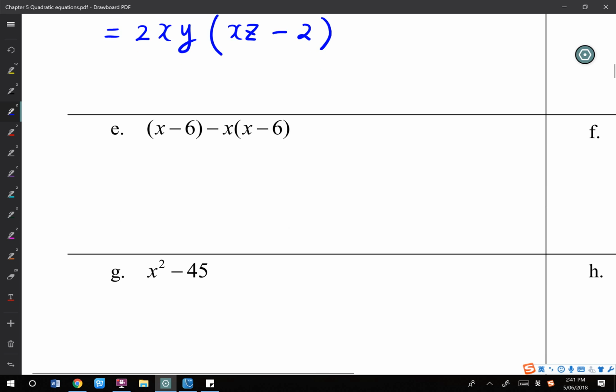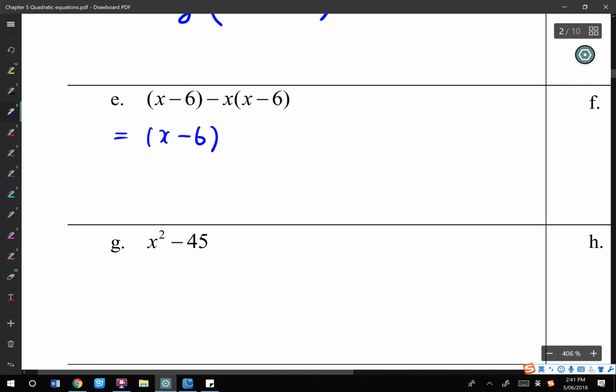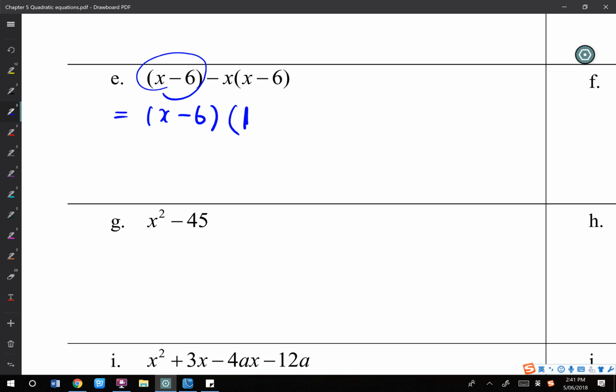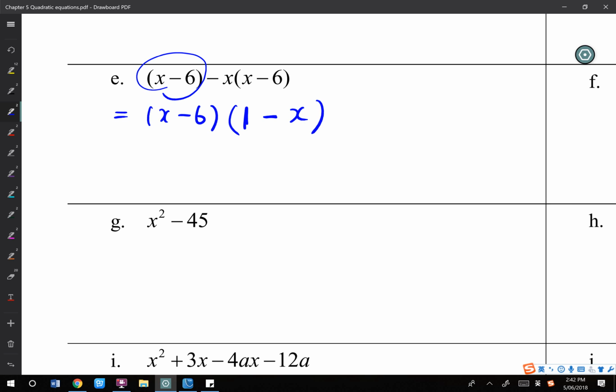Okay, for E is also common factors. I can see x minus 6 is something in common. But after you take x minus 6 from the first one, it's left with 1. It's not left with nothing. Okay, a lot of students give me 0 here, but it's not a 0. You take x minus 6 from x minus 6, you're left with a 1. So it's x minus 6 divided by x minus 6, so you're left with 1. And then you're left with x here. So it's x minus 6 times 1 minus x. So this is still common factor.